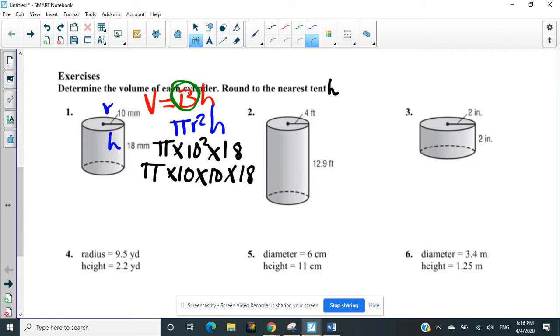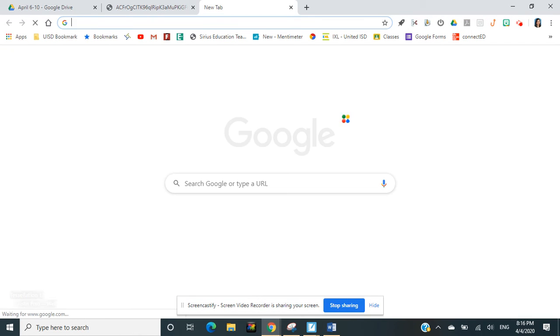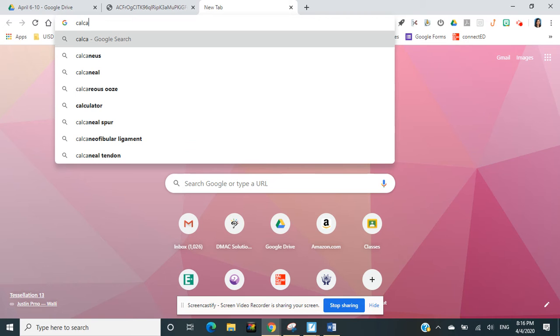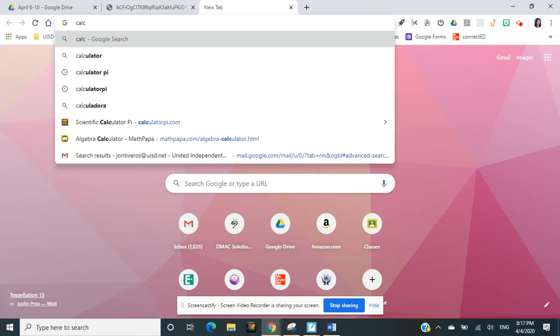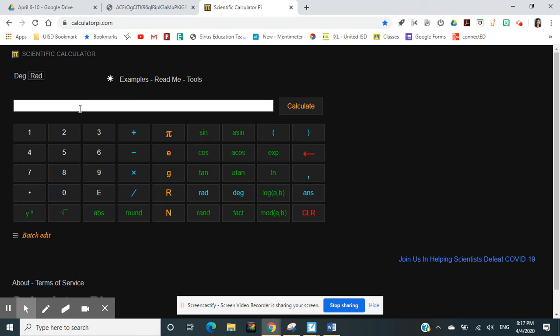Now, some of you are worried that, man, we don't have the calculator at home. That's perfectly fine. There's so many calculators available online. I'm going to show you the first one. I just need you to type calculator pi, P-I, and it's going to be the first link, scientific calculator pi. Now here, we're basically going to multiply pi times 10 times 10 times 18.